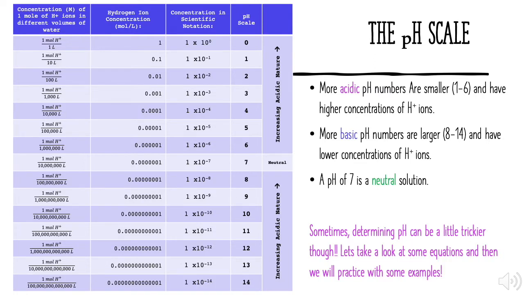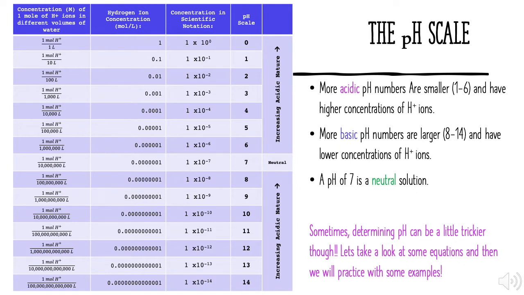So what I've done here is I've gone through and calculated the hydrogen ion concentration for each value along the pH scale. Then I've taken those values and converted them into scientific notation so that you can compare the number from the pH scale to the exponents on each concentration. And if you'll notice, they're all the same.